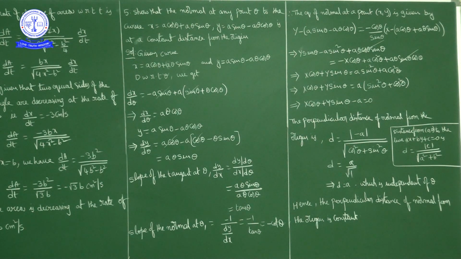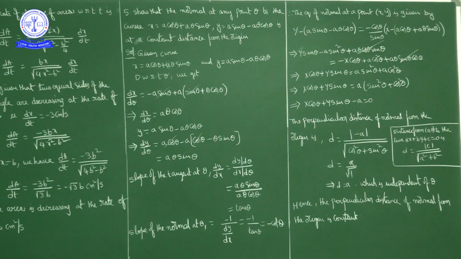Okay. Now I will repeat once again. Here the parametric points x comma y on a curve are given. We have to find the equation of the normal to the curve, and we have to prove that the perpendicular distance of the normal from the origin is a constant. That is the question. First of all, to find the equation of the normal, we have to find the slope of the normal. Slope of the normal is nothing but minus 1 by the slope of the tangent. Slope of the tangent is dy by dx.